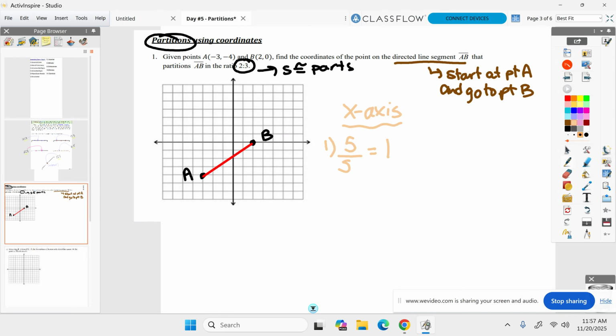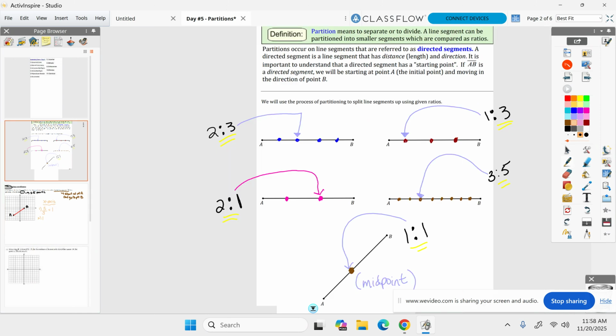All right, next big question. I understand I go 1 unit every time, but how many times do I need to go 1 unit to get to that point? Well, look back here. With 2 to 3, you always went to the second point you graphed. With 1 to 3, you went to the first point. With 3 to 5, you went to the third point. So the first number in the ratio always tells you how many you need to go.